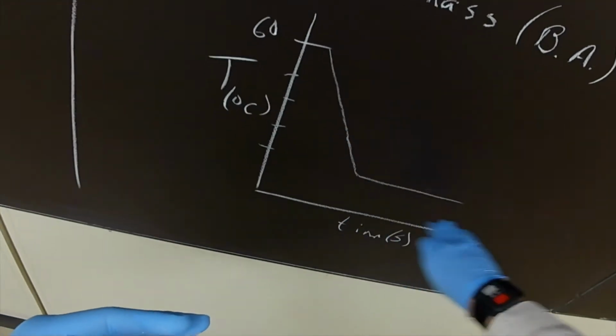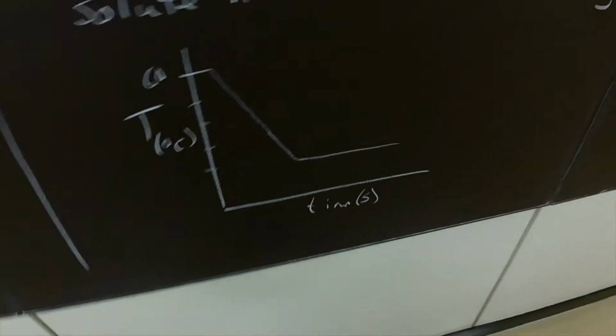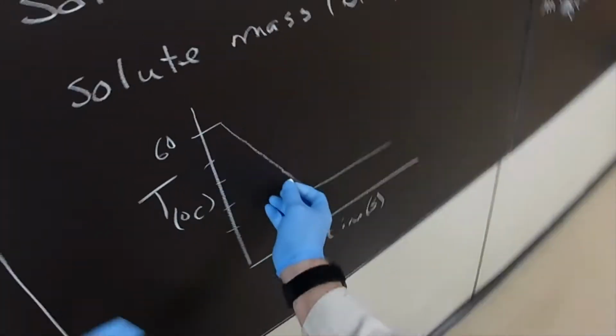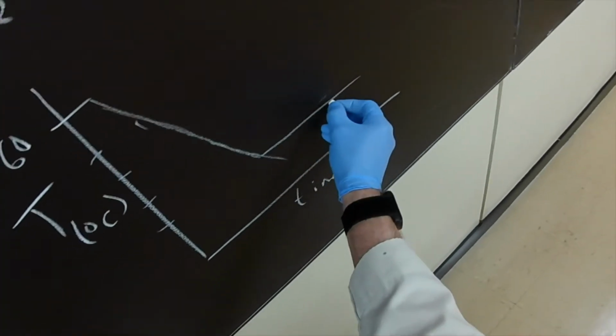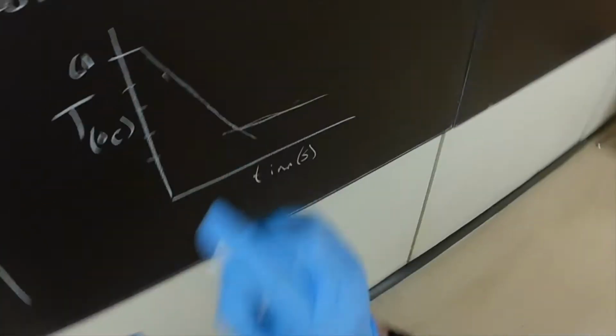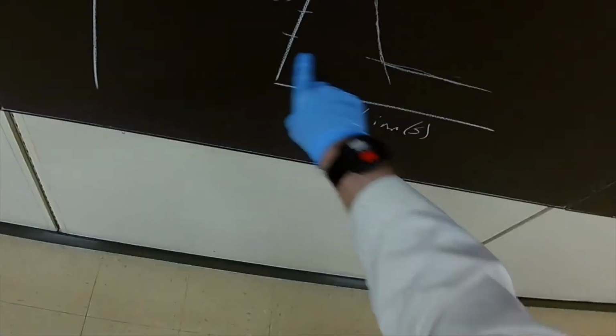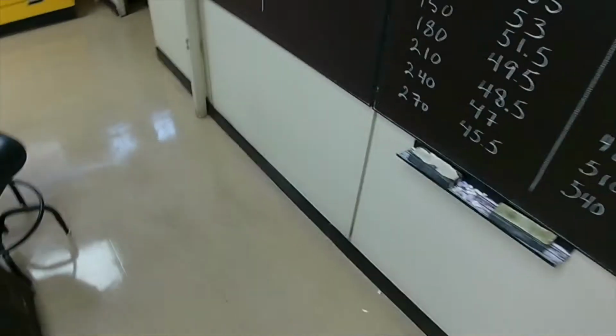But if you have a system that has a gradual break, then what you do is you draw a line here and extend it, and then a line here and extend it, and where they cross is your freezing point. Okay, you do that for each one.